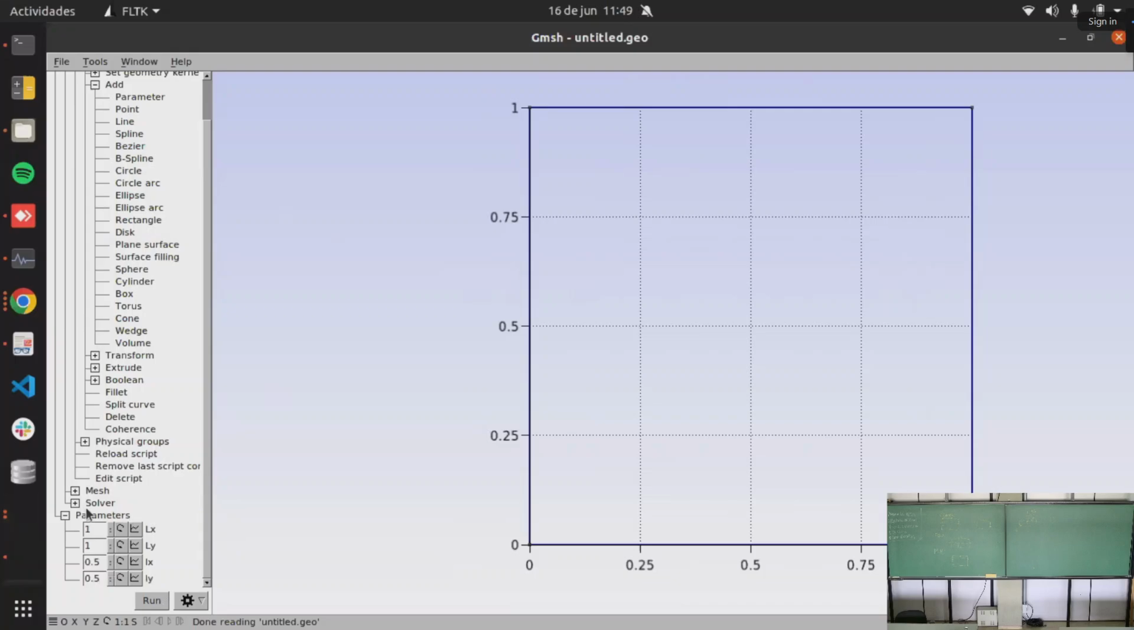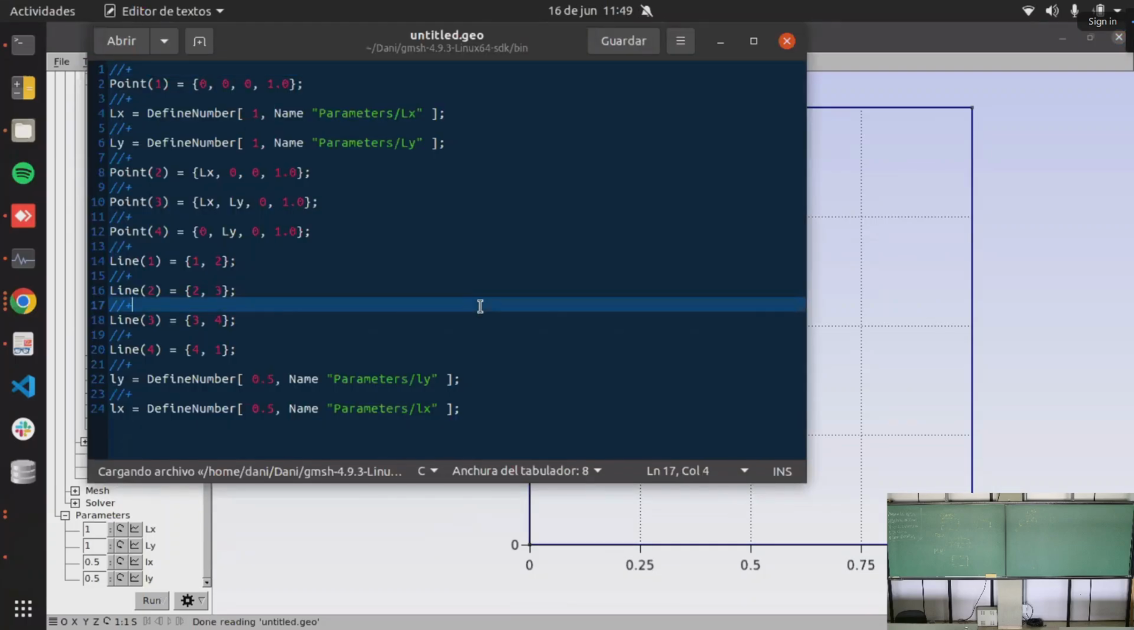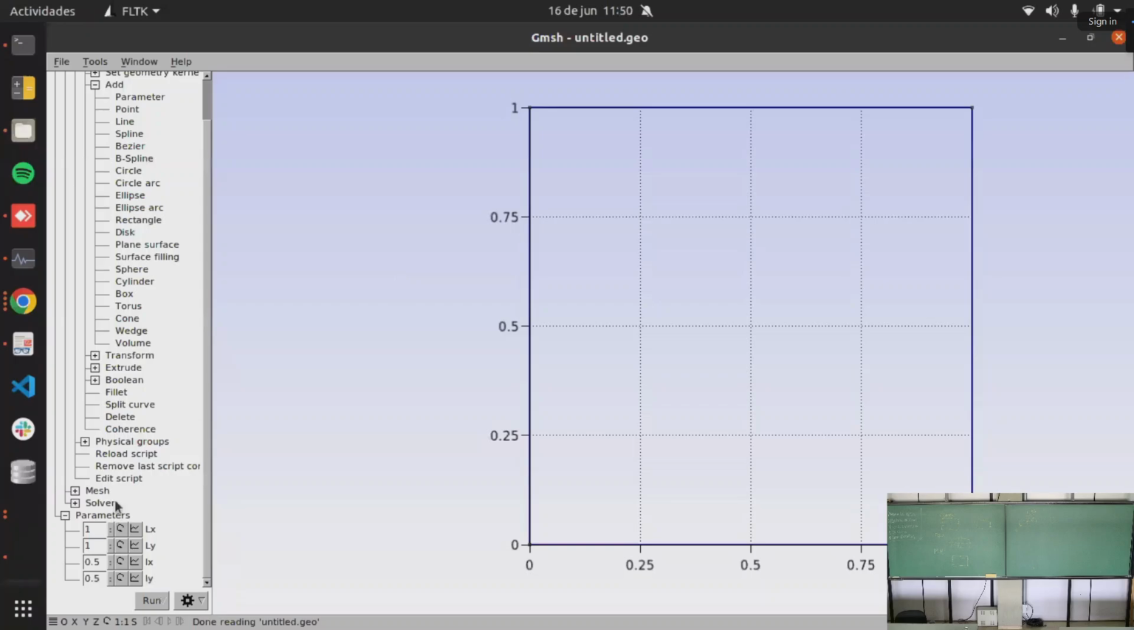The advantage of having parameters is that if I want to change my size, I only have to change the parameters here or here. So it's better than changing the numbers inside. This is the same structure that you made before in the other classes, creating the point geo. So we will start with the points.